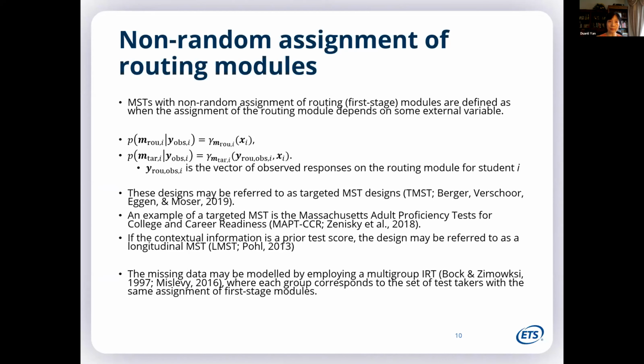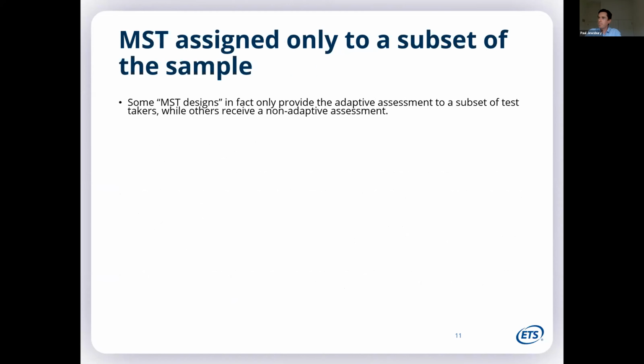The missing data may be modeled by employing a multi-group IRT, where each group corresponds to the set of test takers with the same assignment of first stage modules. There are other ways to account for xi, but we think that this is the best way to account for the missing data while having the weakest assumptions as possible about the distribution of xi.